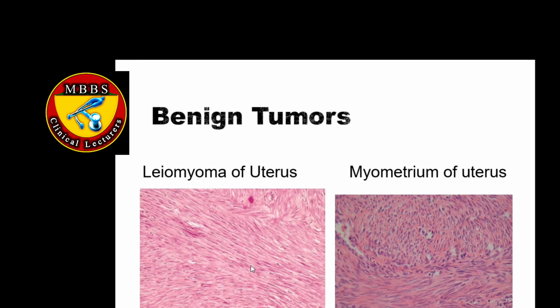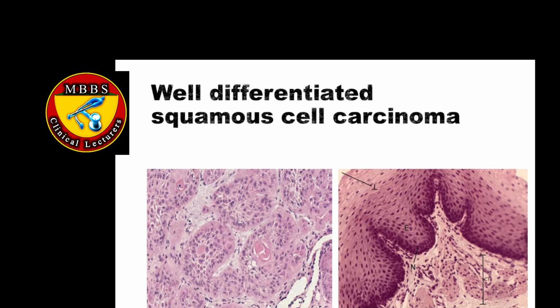It has a bigger size than the normal uterus. So it is a benign tumor, and see they resemble each other very well. Now, well differentiated squamous cell carcinoma, as explained to you in my last lecture also.